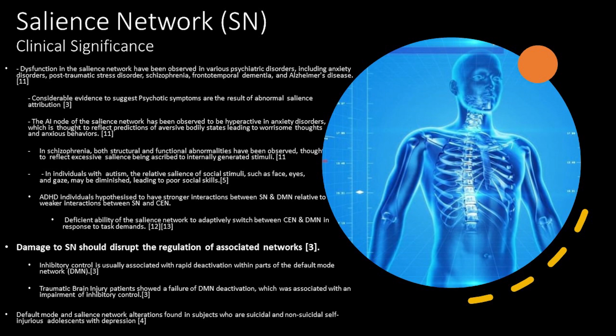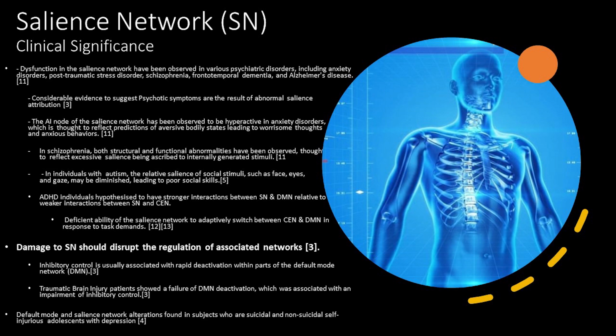So for people with ADHD, it's hypothesized that there are stronger interactions between the Salience network and the default mode network, but weaker interactions between the Salience network and the central executive network. So they're deficient in the ability of the Salience network to adaptively switch between the CEN and the DMN. Damage to the Salience network should, hypothetically, disrupt the regulation of associated networks. And we do see that.